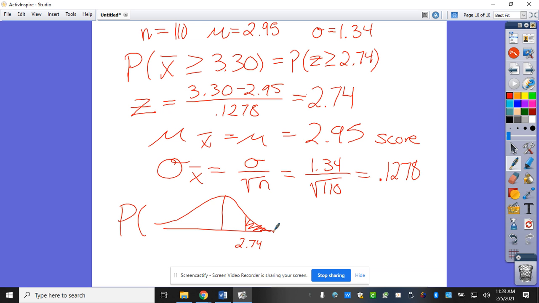Shade it to the right. My area when I look up, I'm kind of sloppy now. My area for 2.74 is what? 0.0031. So 0.0031 is once I subtract from 1. Now, the only thing left is conclude, but up to here is probably where the mistakes would have been.